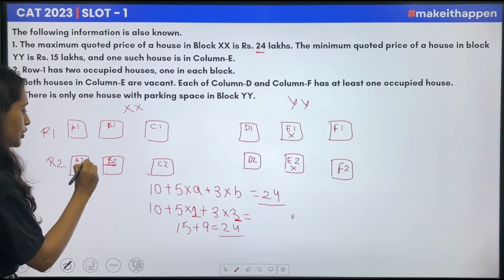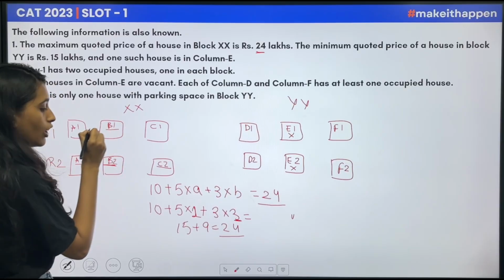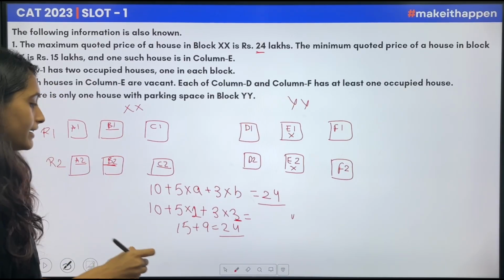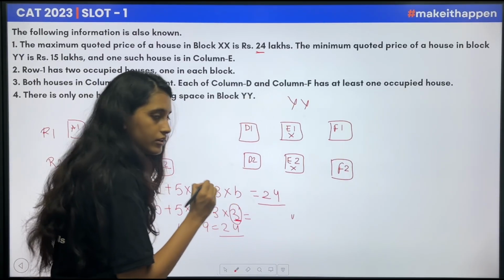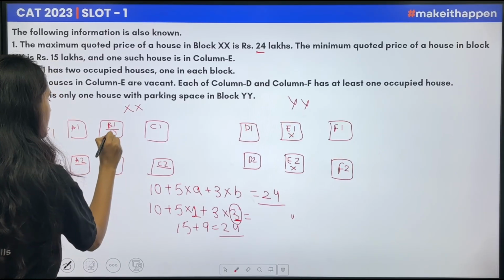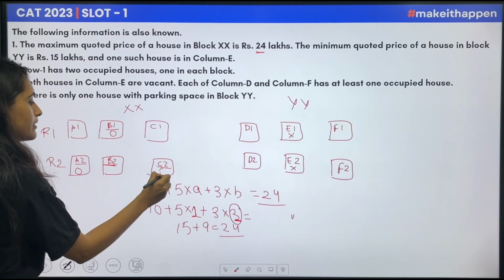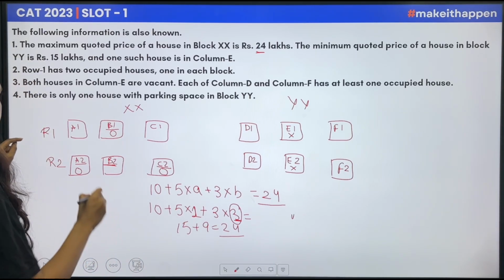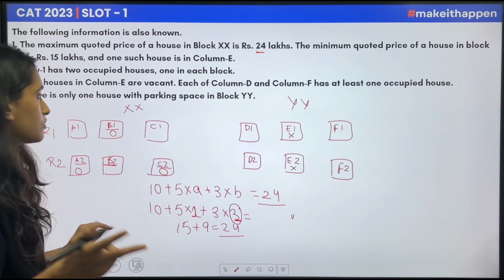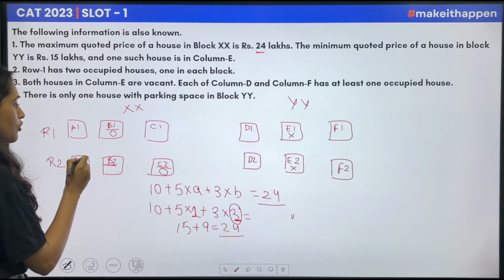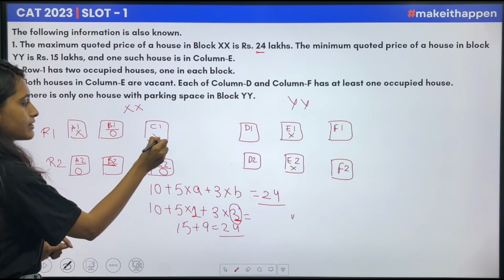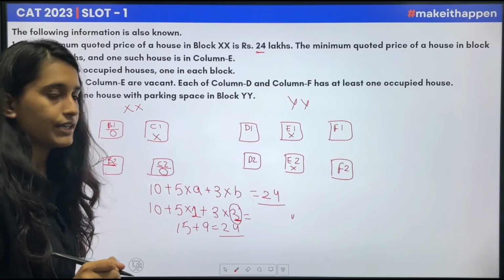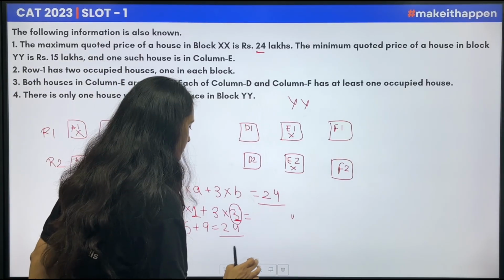So A2, C2 and B1 all will be the occupied houses since the neighbor count here is 3. So this will be occupied, this will be occupied and this will be occupied. Now we are told that row 1 has 2 occupied houses, one in each block. If this is occupied, then this will be vacant and this will also be vacant. So this is clear.